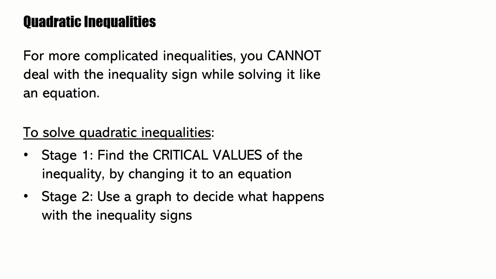And then the second stage is using a graph to separately decide what's going to happen to the inequality signs. Because as I said, solving the inequality like an equation is not going to give us any information about what the inequality sign should become when you reach the final answer. So we need some other extra information, like a graph, in order to help us do that.